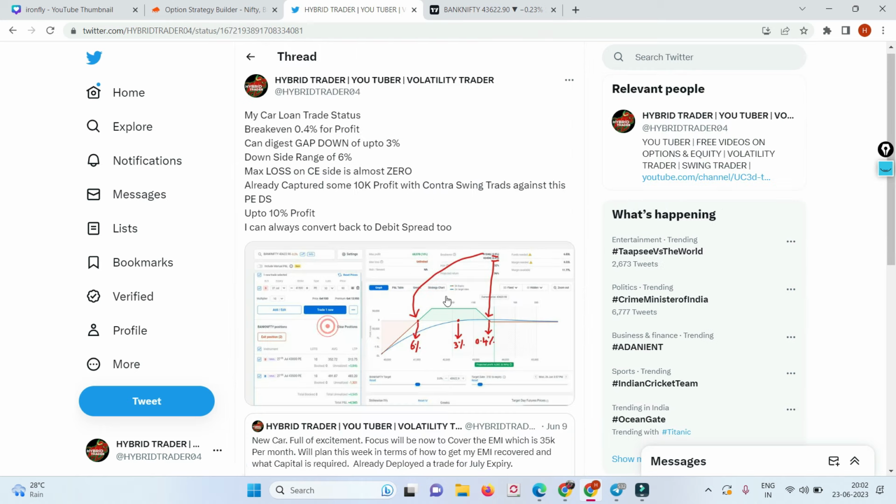So this is what I've said, right? This one, my car loan. Okay, current status, same thing. My car loan current status. Today I've posted this. I said the same thing. The break even is 0.4%. It can sustain the gap down of 3%.